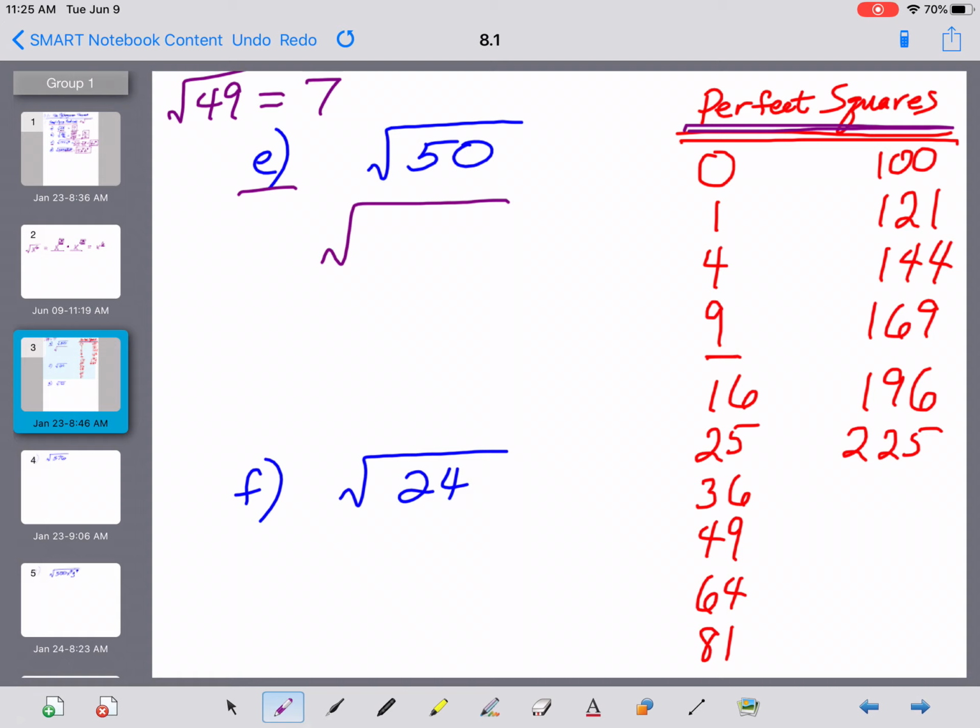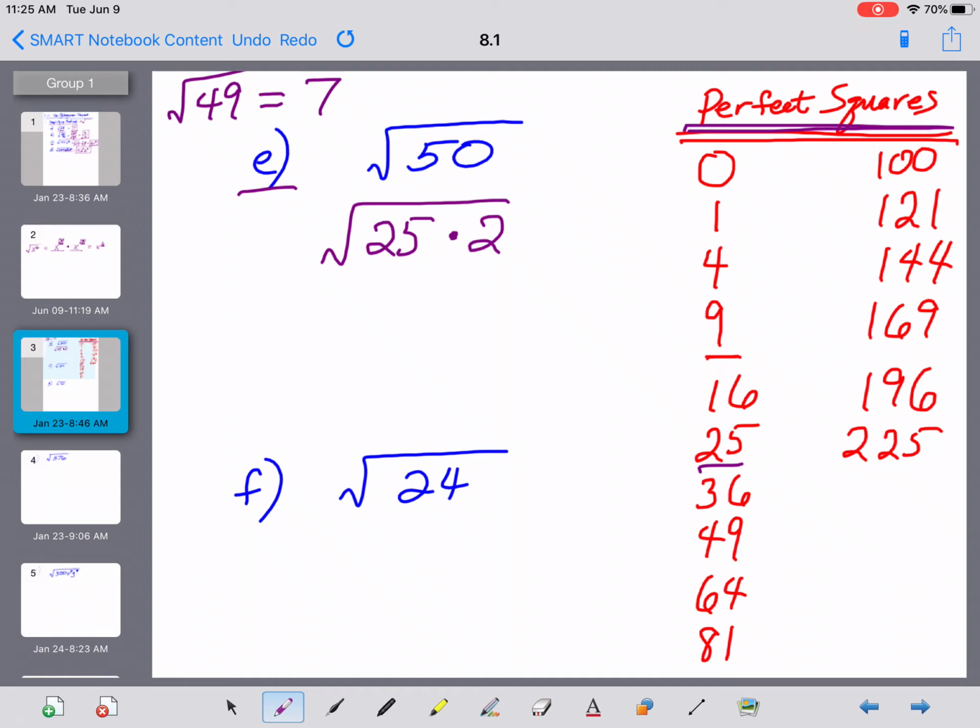Now we want to think about the biggest possible number we can find that goes evenly into 50. And I'm hoping this was a pretty easy one here. 25 is the largest perfect square right here that we got out of that list that goes in evenly to 50. So we break the 50 down into 25 times 2.